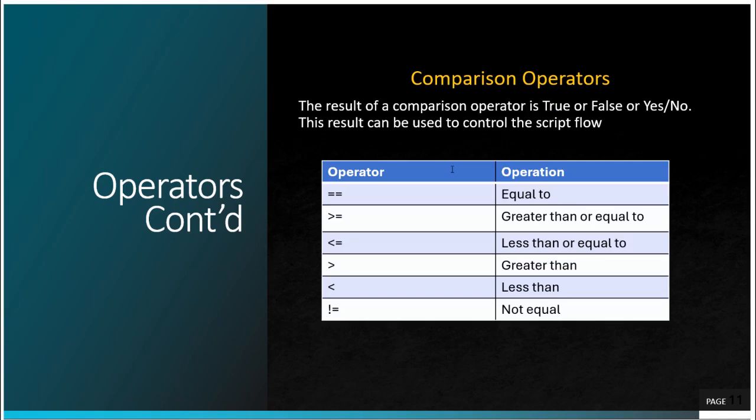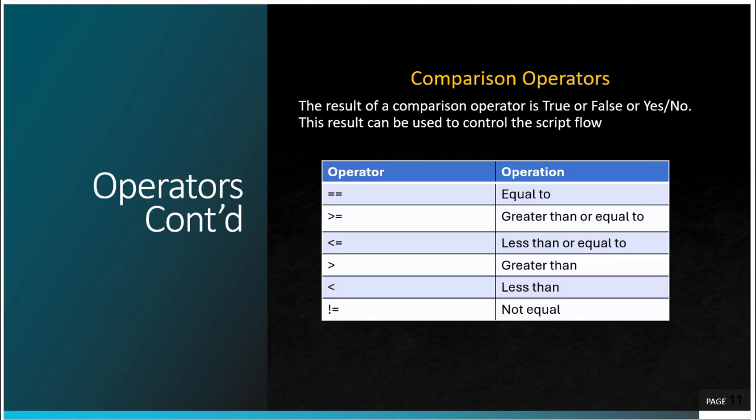Next, we are going to look at comparison operators. So what are comparison operators? The result of a comparison operator when it is used is always going to be true or false. Basically, you ask a question using a comparison operator, and the answer you get is either a yes or a no. It's as simple as that.